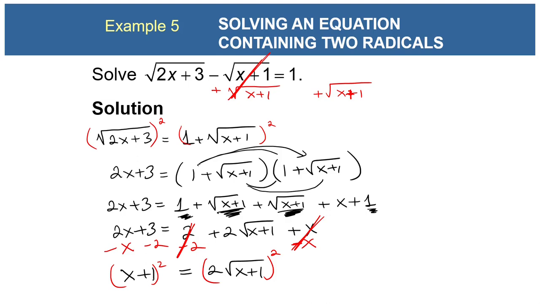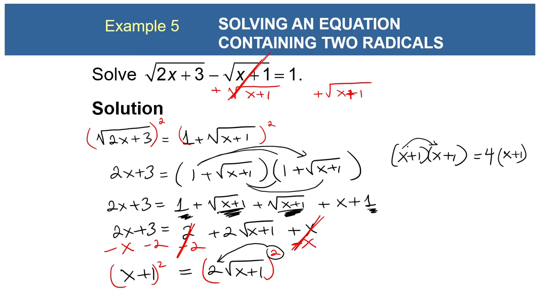So on the left, we'll FOIL (x + 1)². That's (x + 1) times another (x + 1). On the right, we can distribute this 2 to the 4. That makes that a 4. And the x + 1, that's going to cancel out that radical when you square it. So we'll just have 4 times (x + 1). Now let's FOIL the left side first.